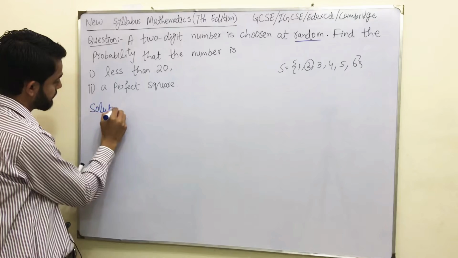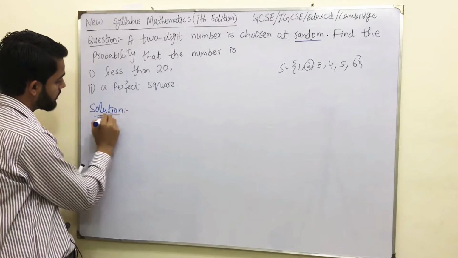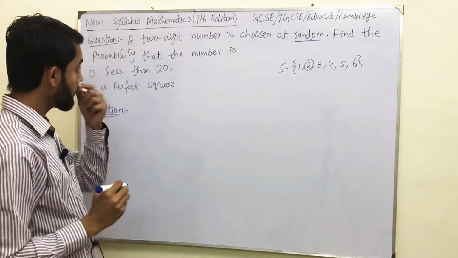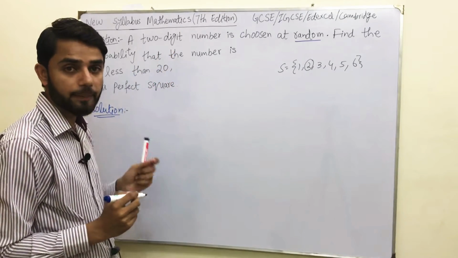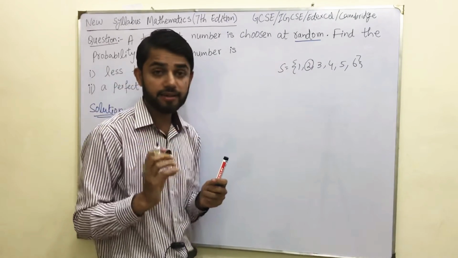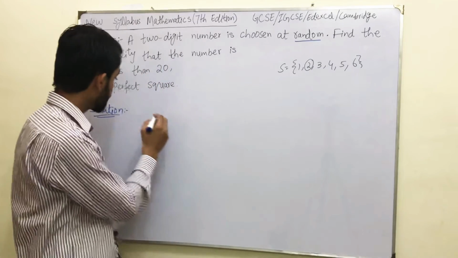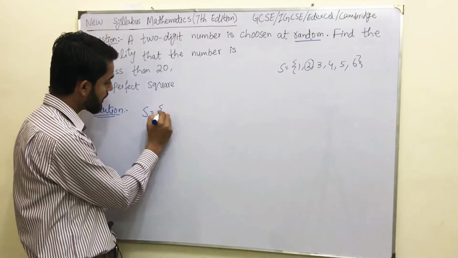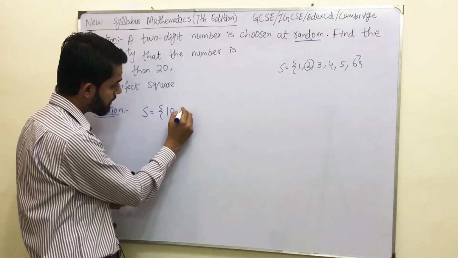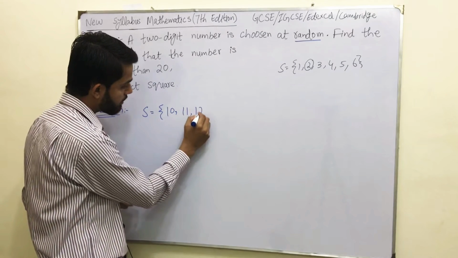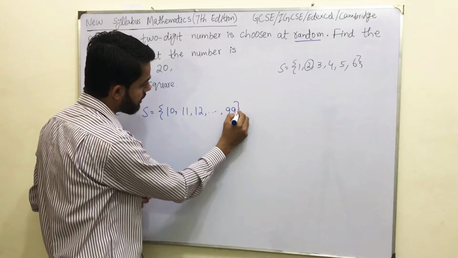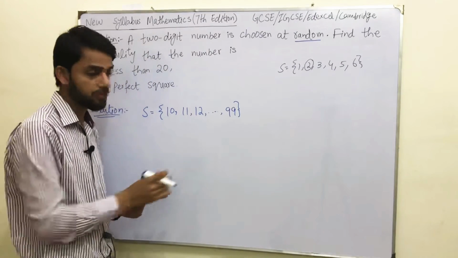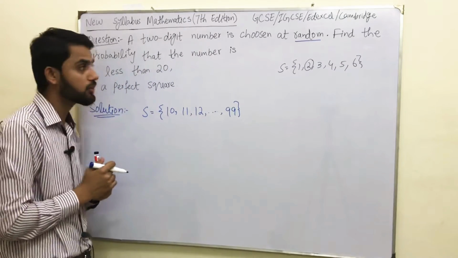Okay, so we are beginning with this solution. First of all, we have to find out how many 2-digit numbers there are. So we know that 10, 11, 12. This will be your sample space: 10 is a 2-digit number, 11 is a 2-digit number, and so on, 12 till 99. These are all 2-digit numbers. So this is what our sample space is going to be.